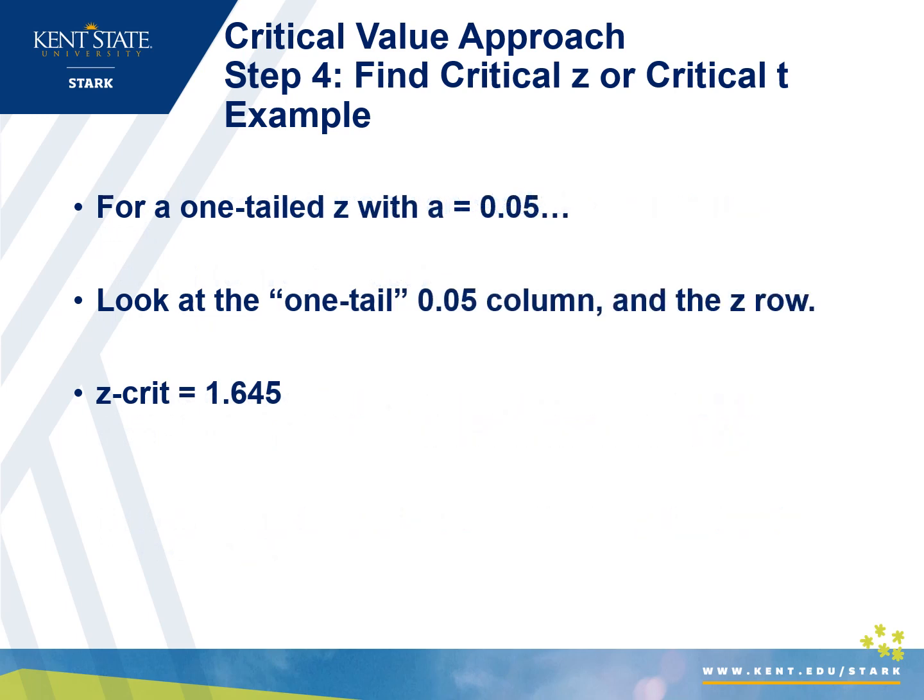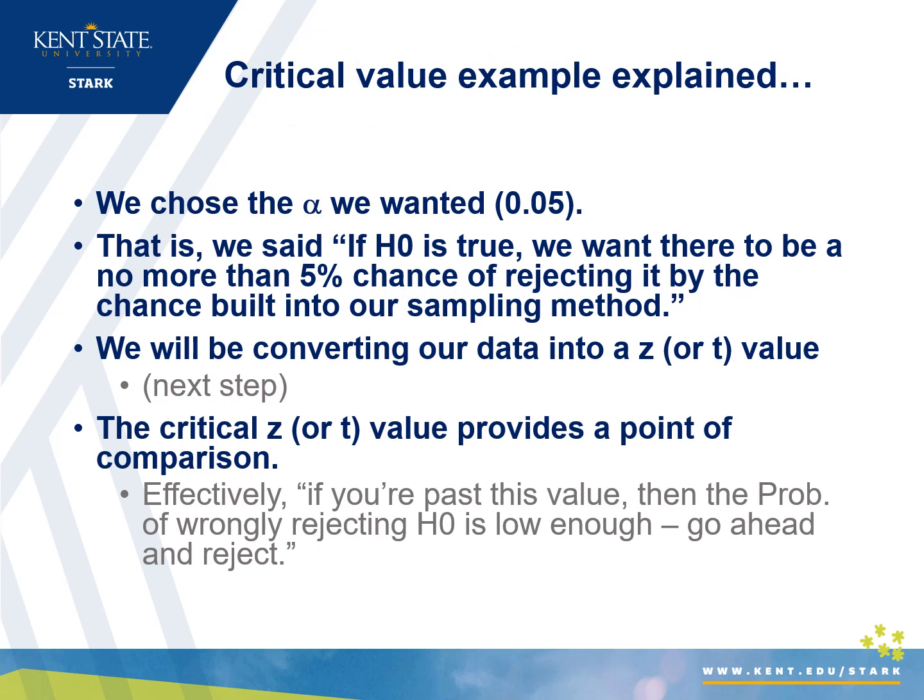In our example, we're doing a one-tailed test. The null includes both equal to and less than 15 hours of downtime per week. For a one-tailed test with a level of significance of 0.05, the critical z value is 1.645. So what does this 1.645 mean?